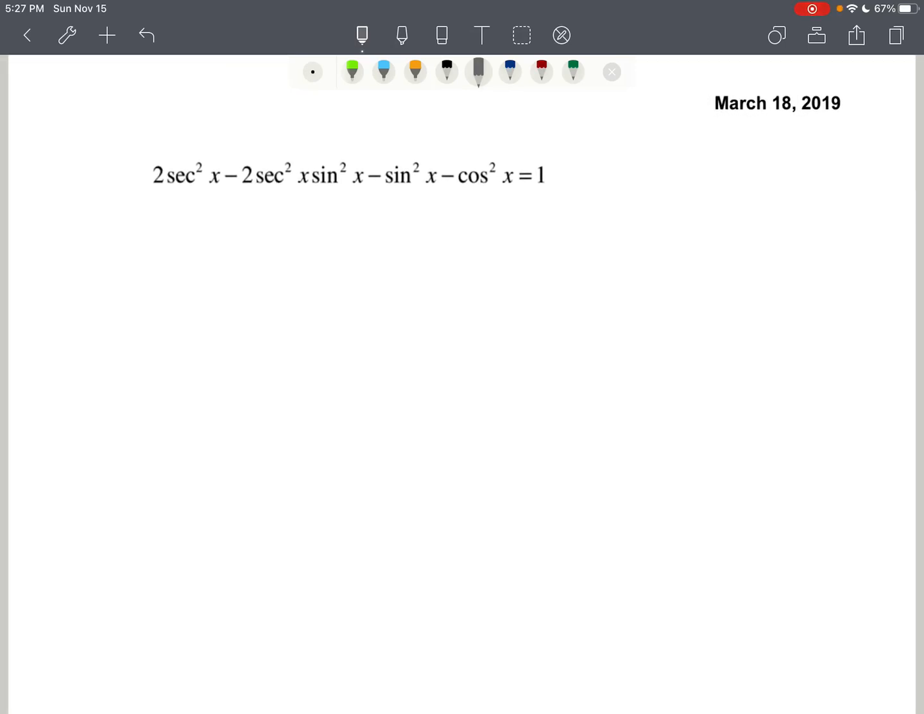Okay, we have 2 secant squared of x minus 2 secant squared of x sine squared of x minus sine squared of x minus cosine squared of x equals 1. I encourage you to try this problem on your own. I was able to do it in 5 steps. So I was able to verify this identity in 5 steps.